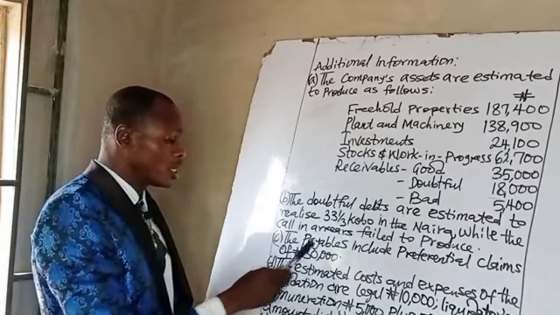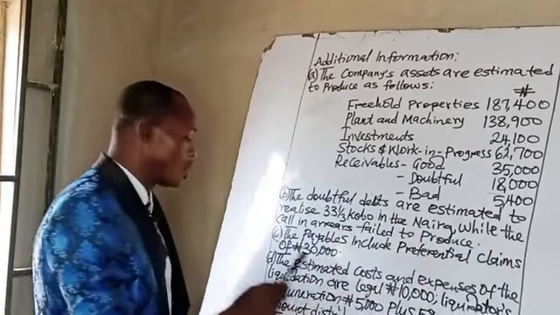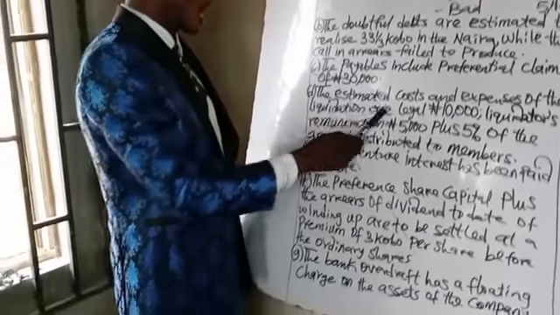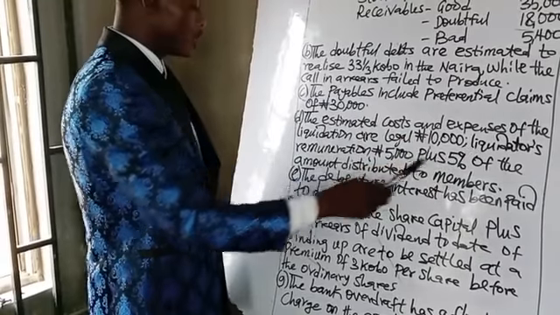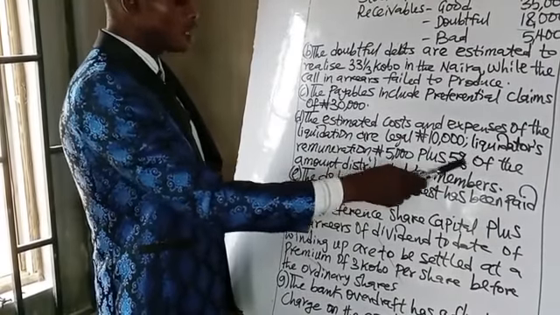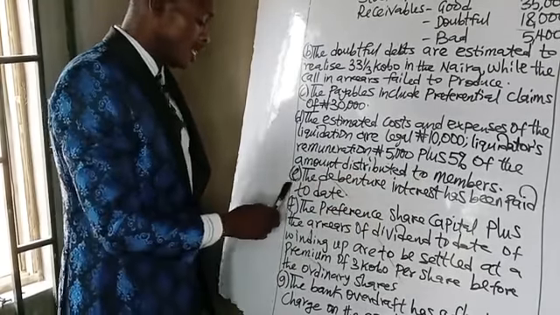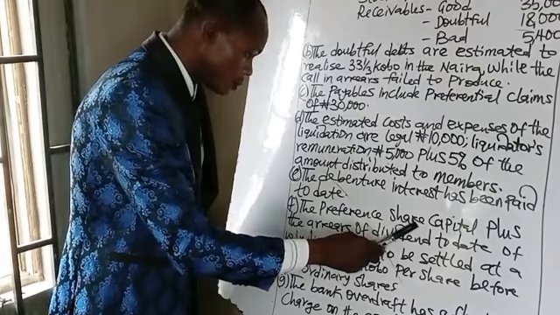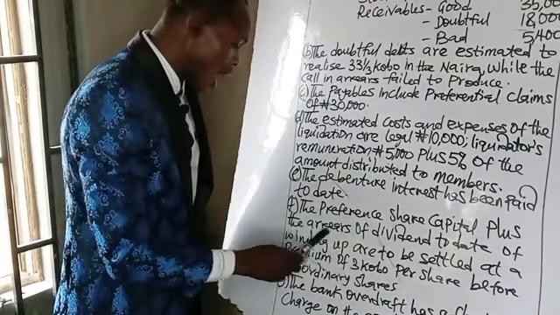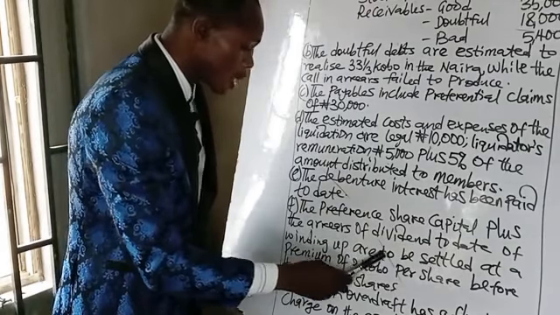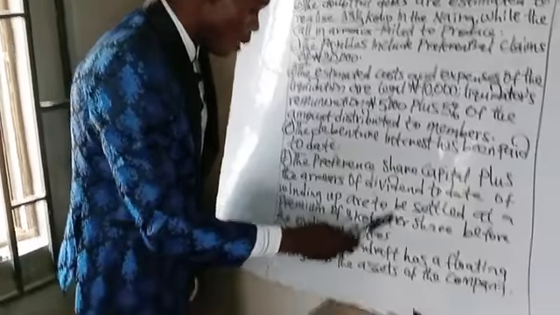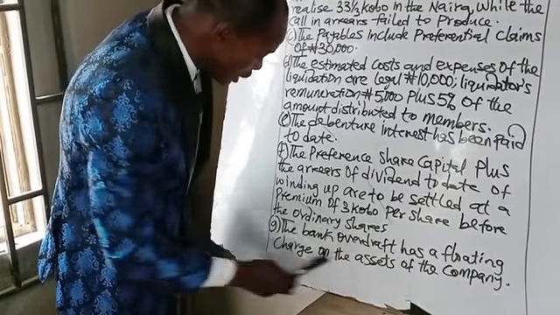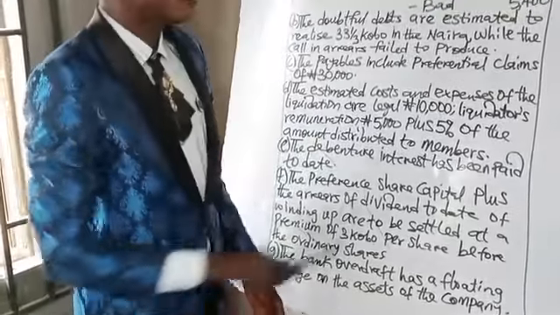C, the payables include preferential claims of 30,000 naira. D, the estimated costs and expenses of the liquidation are legal, 10,000 naira. Liquidators remuneration, 5,000 plus 5% of the amount distributed to members. E, the debenture interest has been paid to date. F, the preference share capital plus the arrears of dividend to date of winding up are to be settled at a premium of 3 kobo per share before the ordinary shares. G, the bank overdraft has a floating charge on the assets of the company. Required.